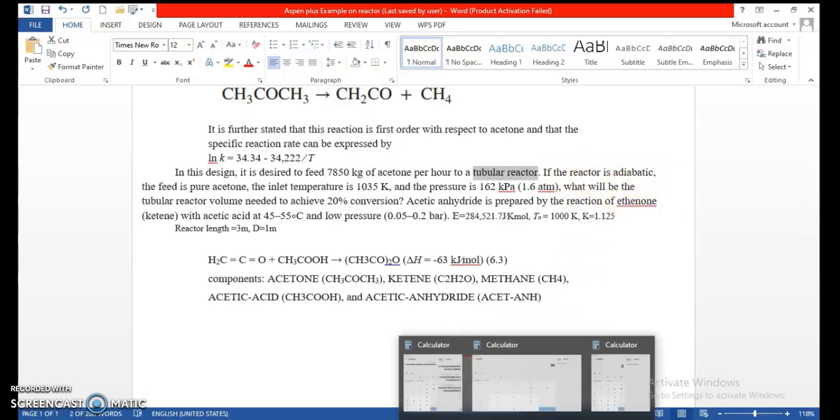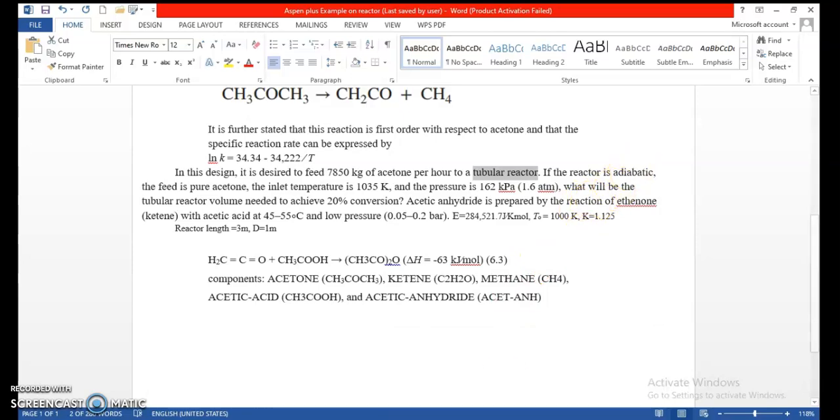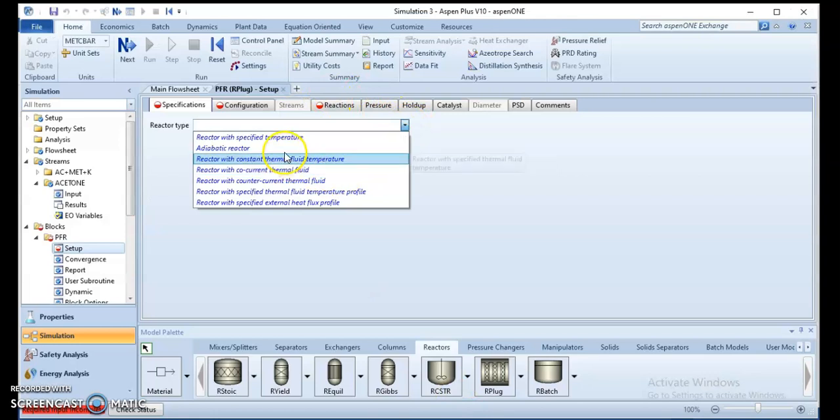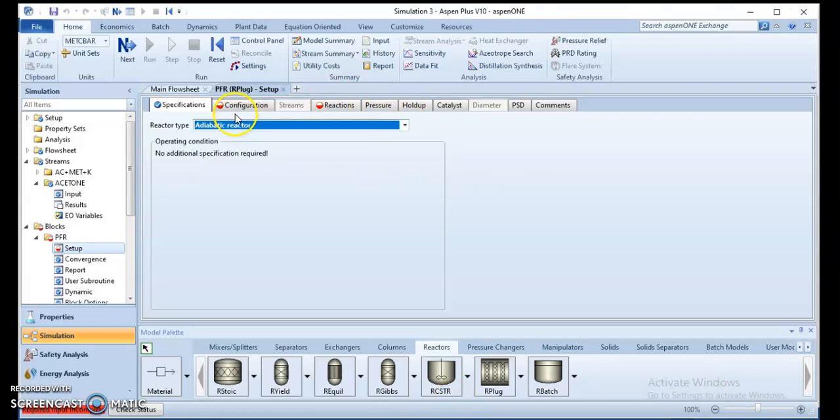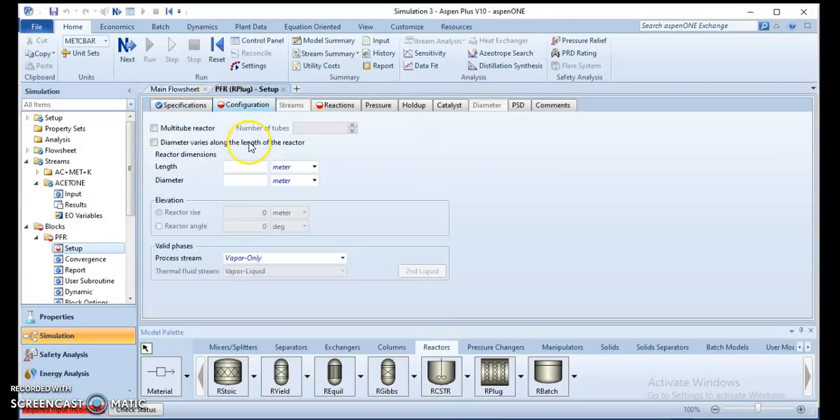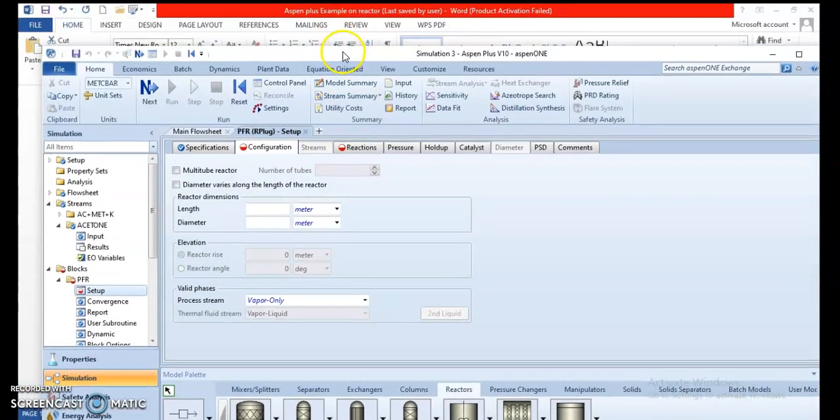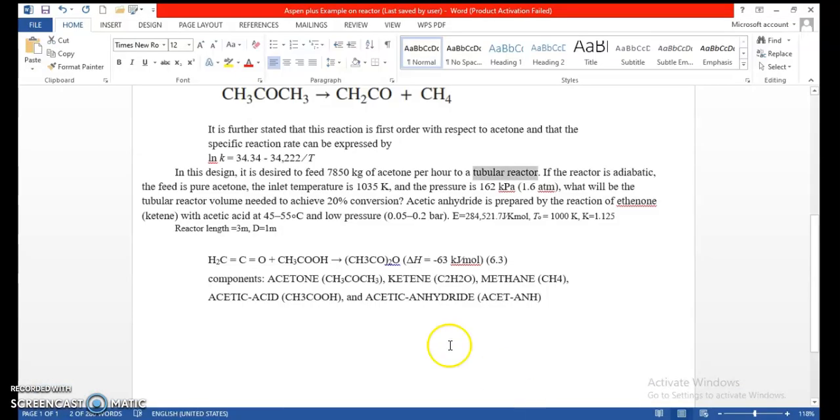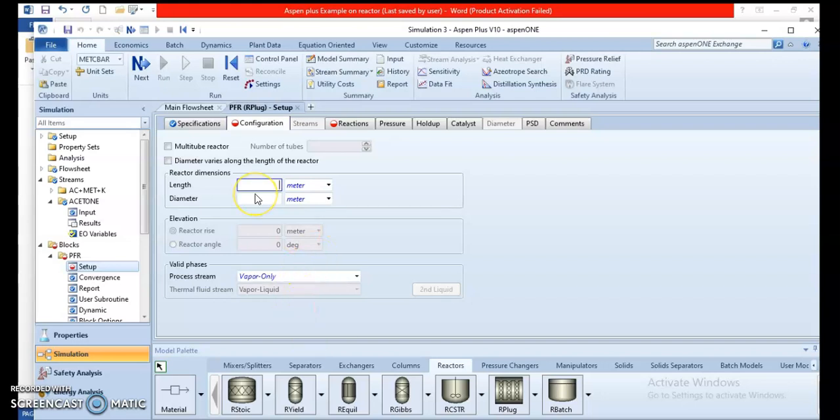And we are also told that the reactor is operating adiabatic. So here we can see the adiabatic. Let's choose the type of the reactor. Our reactor type is the adiabatic, and so let's fill in the configuration. We are told that the reactor length is 3 meters and the diameter is 1 meter. 3 meters of the length and 1 meter of the diameter.